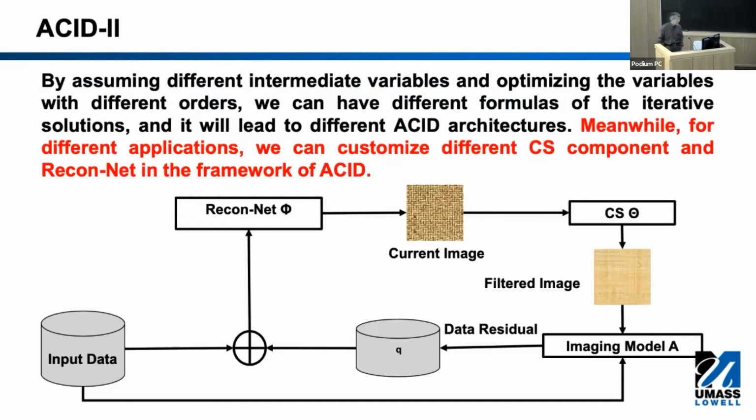Last, in the current ACID scheme, we assume an intermediate variable. Actually, you can have different intermediate variables. Meanwhile, when using the coordinate descent algorithm, we can change the order of variables. In this case, we can have different iterative solutions, and different iterative solutions can have different architectures of ACID. For example, here we have ACID2.